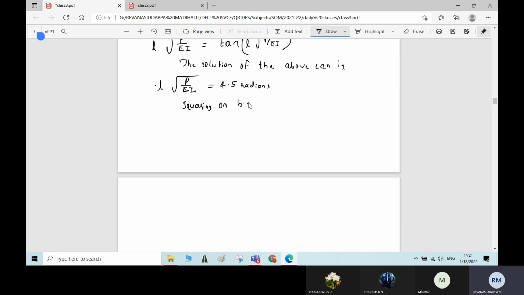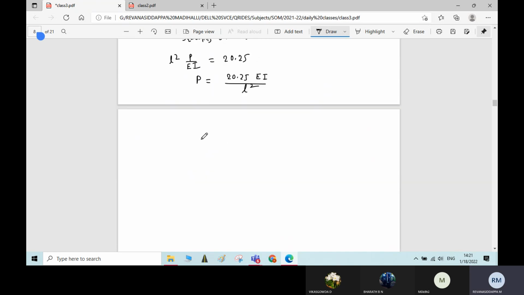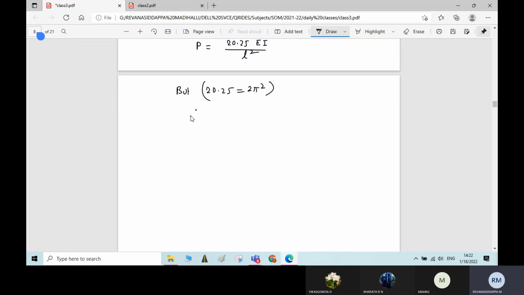Squaring on both sides, what will we get? L square P by EI is equal to 4.5 square, which is approximately 20.25. Therefore the equation for P, the crippling load, will be 20.25 EI divided by L square. But the value 20.25 is approximately equal to 2 pi square, you can check it in the calculator. So instead of 20.25, I will substitute 2 pi square. Therefore P is equal to 2 pi square EI divided by L square.